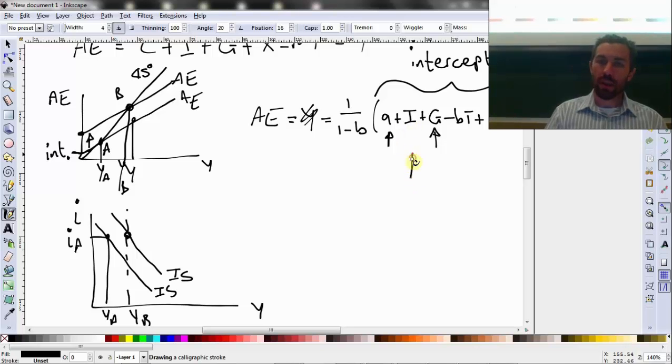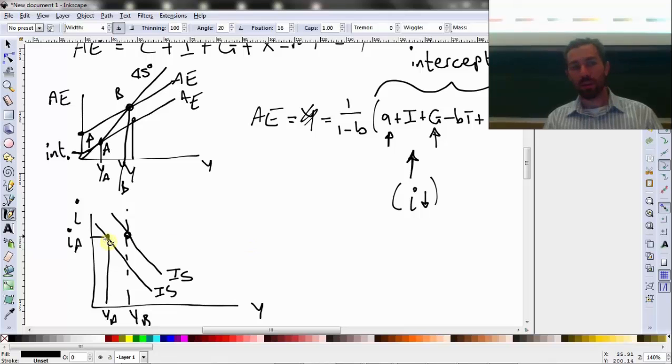What happens though if I increase I, so I goes up, but because I has decreased? Then my aggregate expenditure curve shifts upwards, let's say, because of a decrease in I. I've now moved from equilibrium point A with YA and IA to equilibrium point B, YB, with some lower interest rate, IB. So now I must be on the same IS curve, but I've moved along the IS curve.